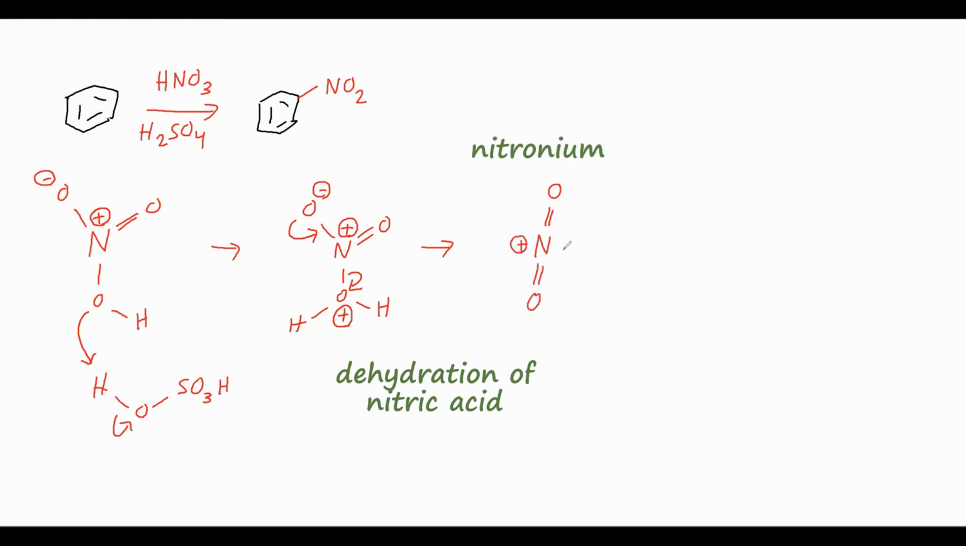Then, just like before, we go through the same steps for our general EAS mechanism. So we will have the pi bond in the benzene come in to attack that nitrogen, and at the same time one of these bonds will swing up to one of the oxygens, giving us this broken aromatic ring again.